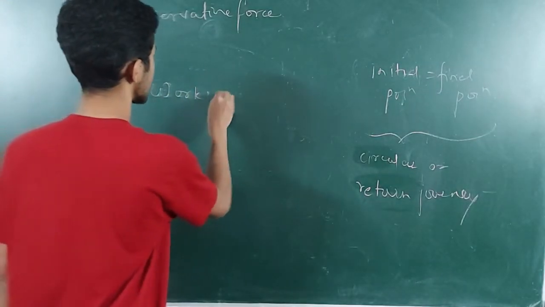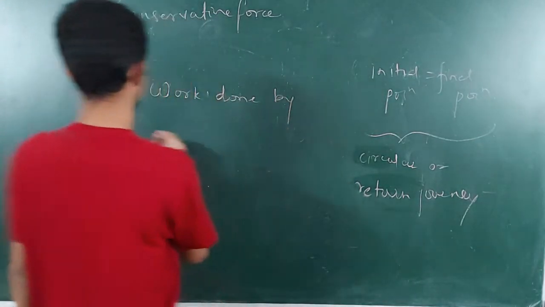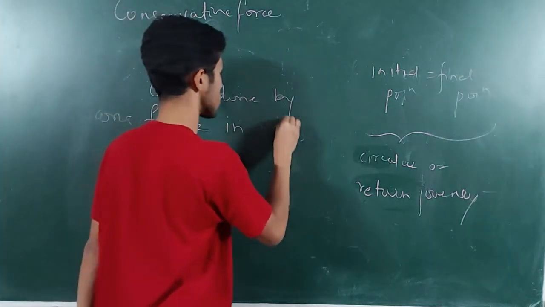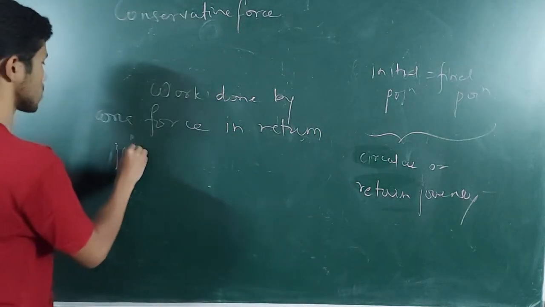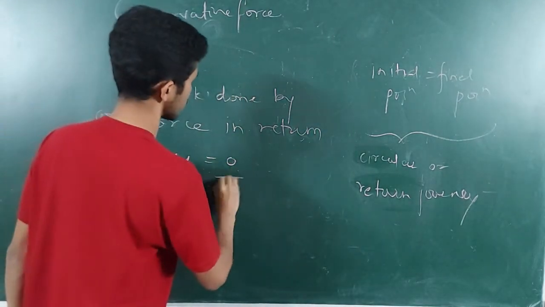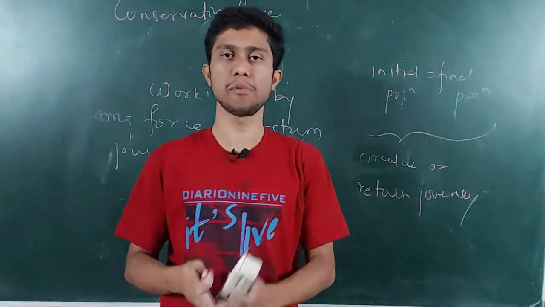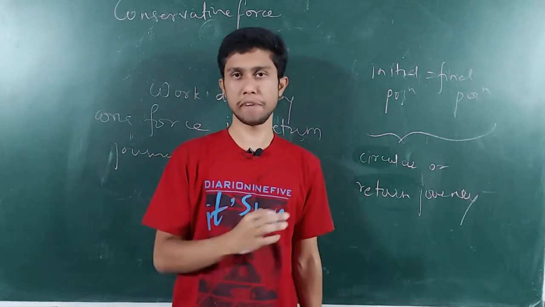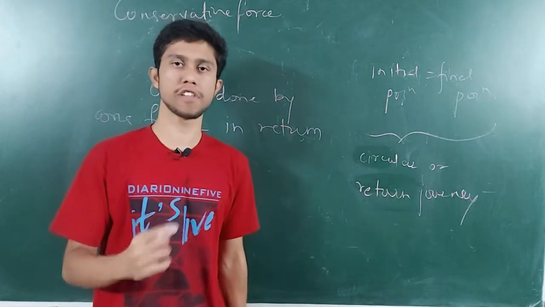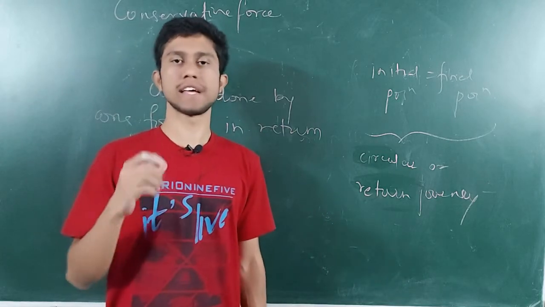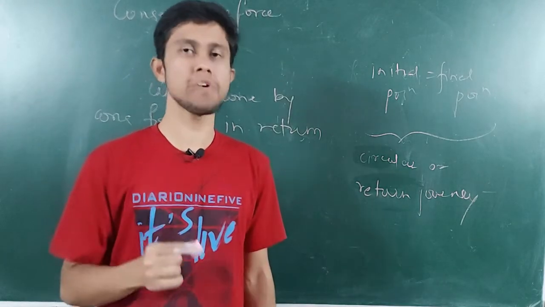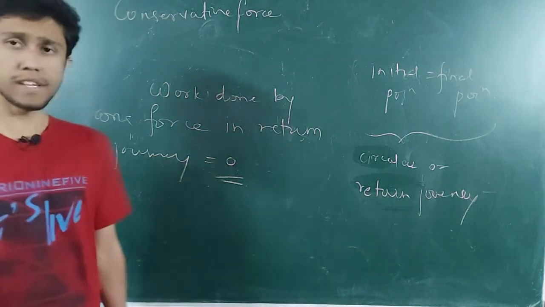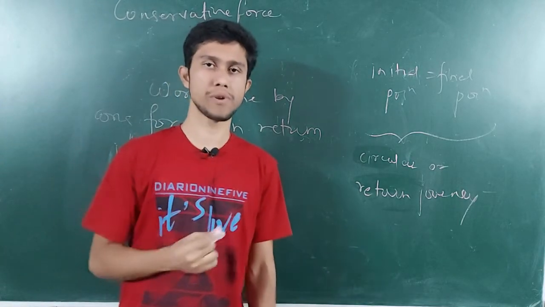So work done by conservative force in a return journey is 0, because the initial point and final point are the same, and I know conservative force is a force for which the work done depends upon the initial and final position and not on the path taken. So whatever be the path, as long as the initial and final positions are the same, the work done by any conservative force is going to remain 0.